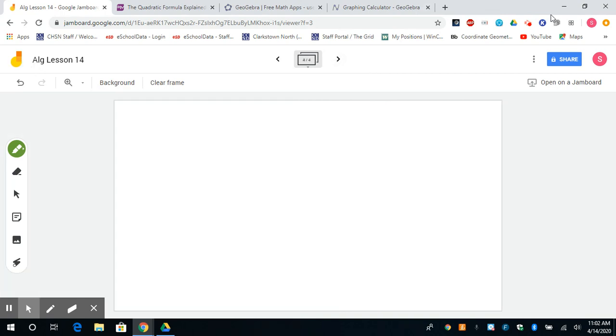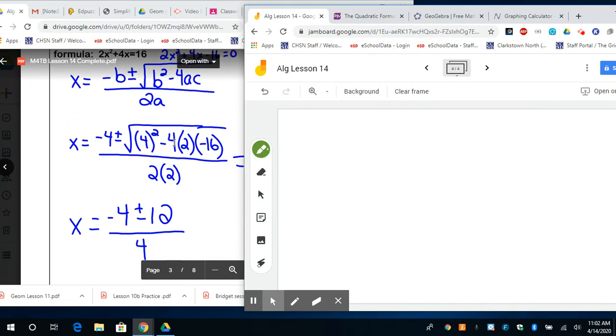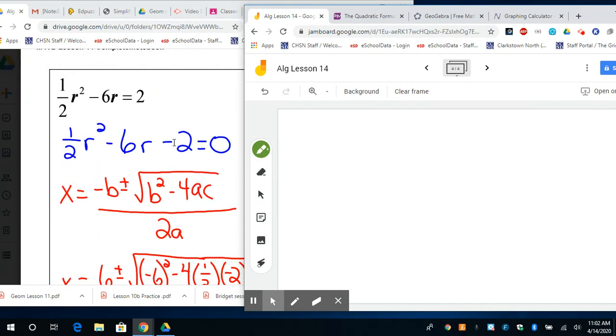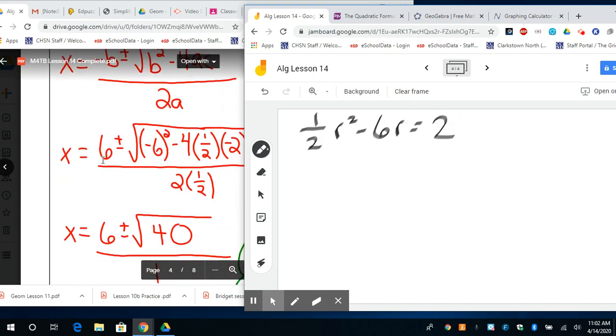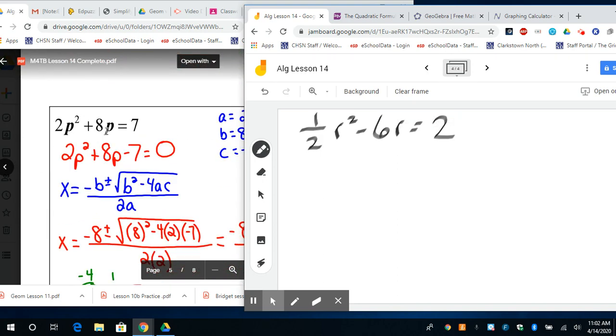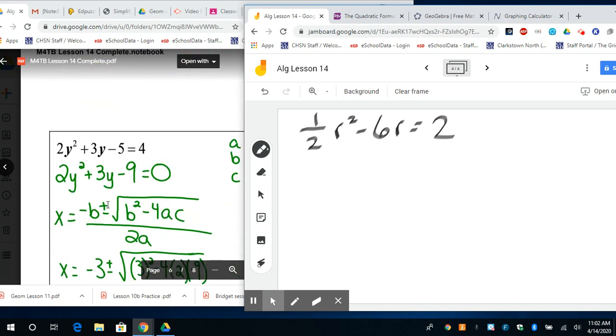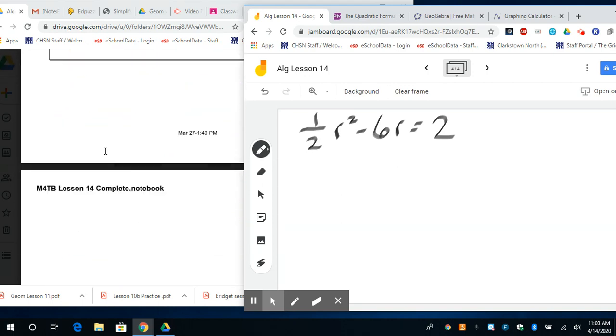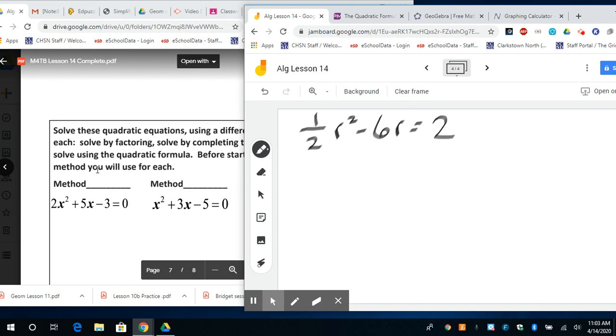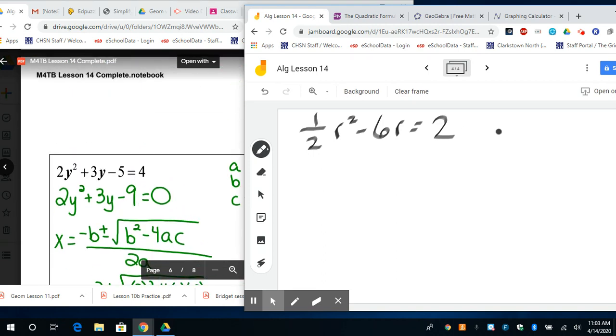All right, let's try the other we-do problem that I'm going to do with you. It's this one. So we have 1/2 r squared minus 6r equals 2. So this is the original. We're going to do it together. And then for homework, you're going to show me the next two, and those three at the bottom. Okay.